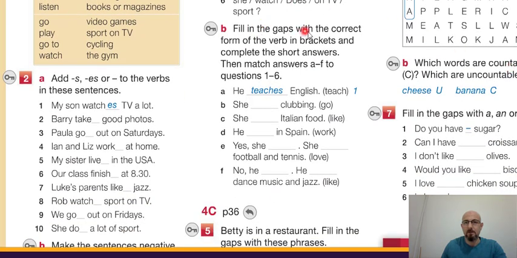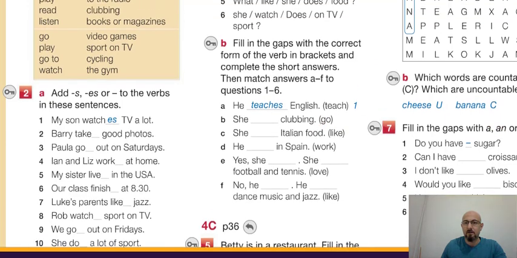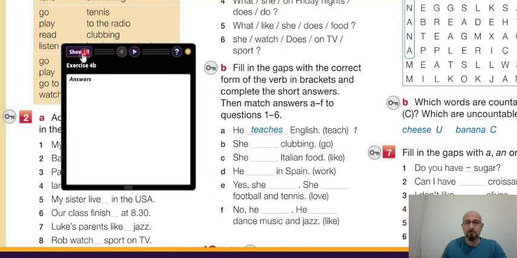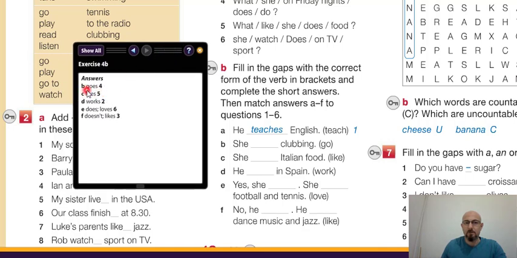The second part: fill in the gaps with the correct form of the verbs in brackets and complete the short answers, then match answers A to F to questions 1 to 6. Okay, so here we say he teaches, we add ES, teaches. She goes. Okay, this is the answer. Goes, B goes, C, after she, we write likes, as you can see here, then he works, yes, she does, she loves, no, he doesn't, he likes, okay?